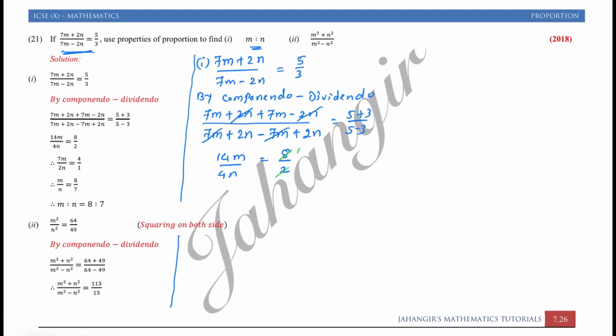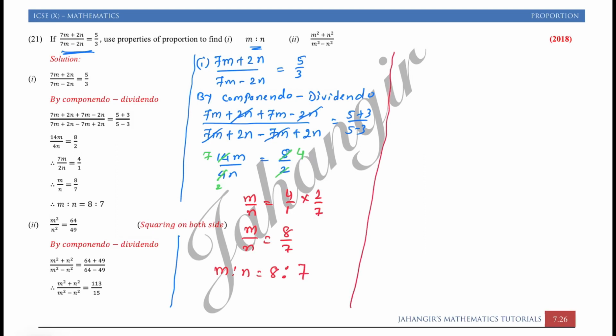2 ones are 2, 4 twos are 2, 2 sevens are 2. So I can cross multiply terms. I will get m upon n on one side. We have 4 by 1 and this 7 by 2, if you cross multiply you can write 2 by 7. So therefore m upon n is equal to 8 by 7. So therefore m is to n can be written as 8 is to 7.